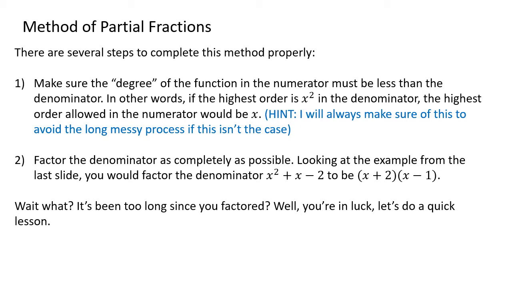The first step is to make sure the degree of the numerator is less than the denominator. When I say degree, I mean in the previous example, when we had 7 minus x, the highest order function in the numerator is x. Okay, so that means that in the denominator, the lowest order we could have is an x squared term. So the degree of the denominator has to be higher than the numerator.